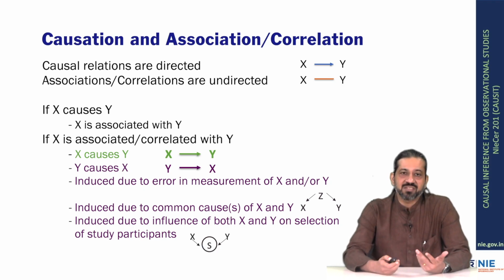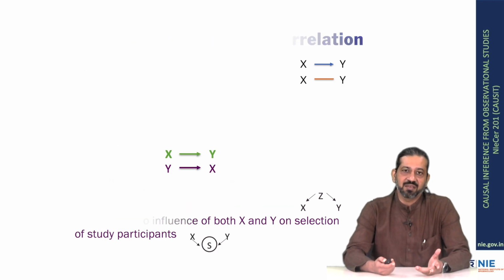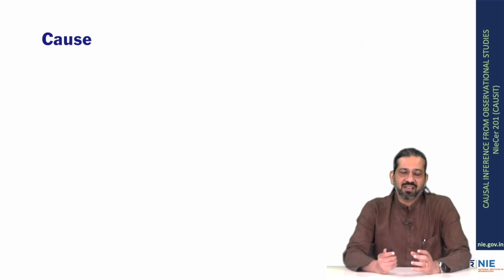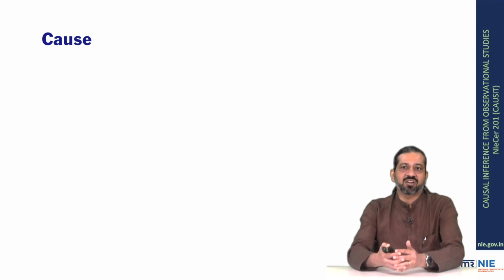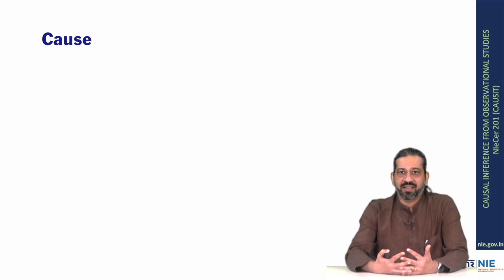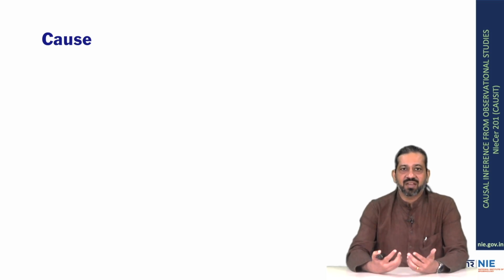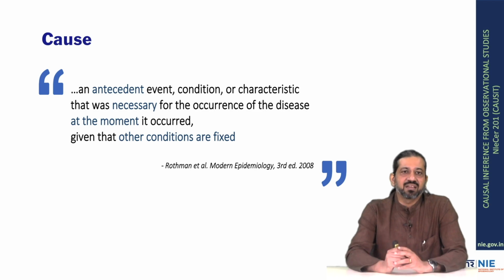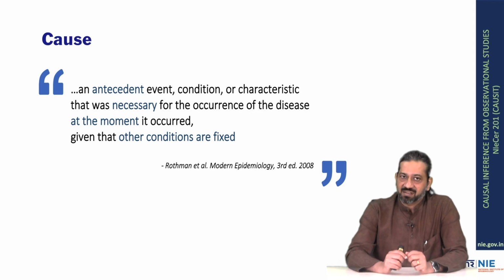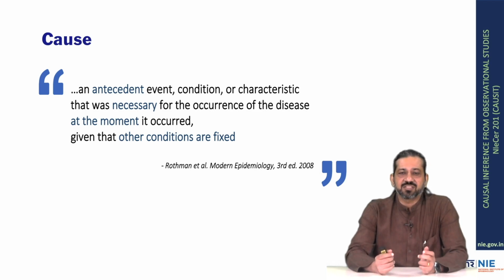This could be, again, a reason for why we would see an association between X and Y, which may not necessarily be causal. So the understanding of the various situations in which we can or cannot say whether X is the cause of Y or not leads us to this current modern understanding of how a cause can be defined. A cause can be defined as an antecedent event, condition or characteristic that was necessary for the occurrence of the disease at the moment it occurred, given that the other conditions are fixed.